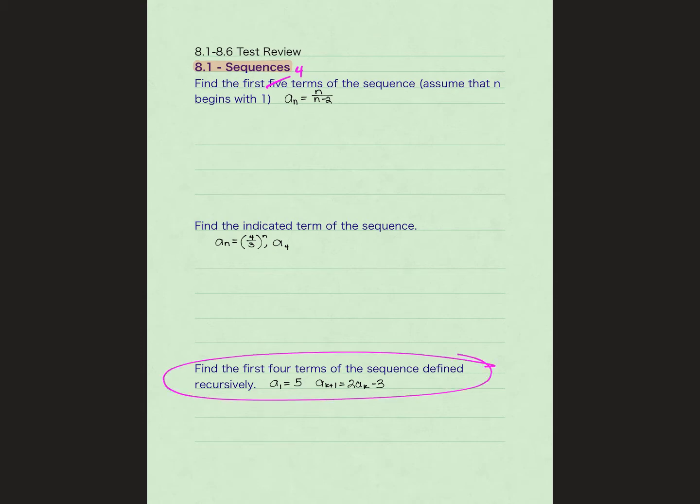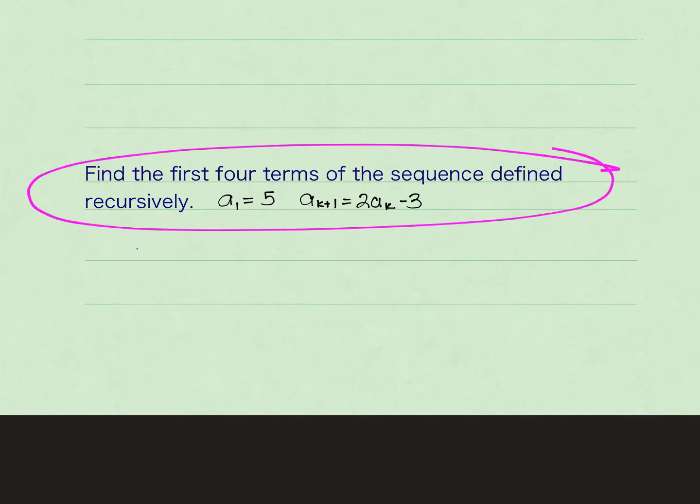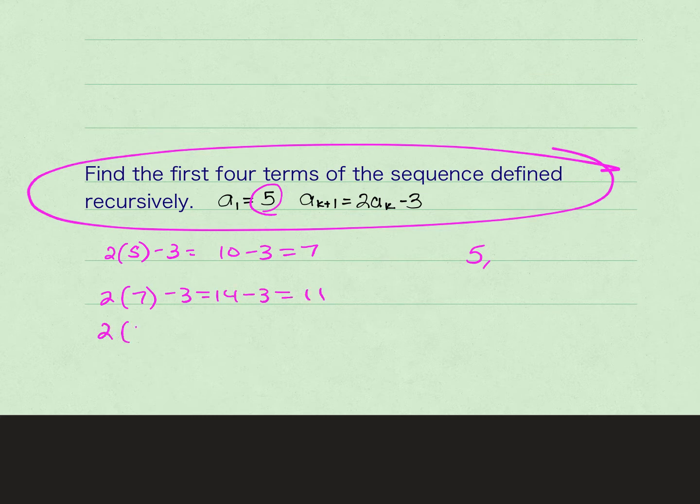Okay? If I plug in 5, 5 is the first one. Then it's 2 times 5 minus 3, which is 10 minus 3, or 7. Then it's 2 times 7 minus 3, or 14 minus 3, which is 11. Then it's 2 times 11 minus 3, which is 22 minus 3, which is 19. So then the answer is 5, 7, 11, and 19.